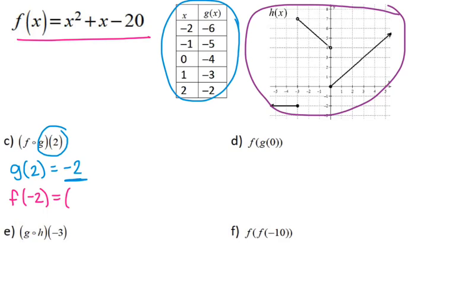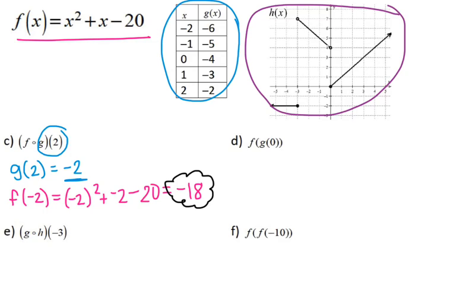So now I'm going to take negative 2 and plug it into my x function, or my f function. So I have negative 2 squared plus negative 2 minus 20. And let's go ahead and evaluate that. Negative 2 squared plus negative 2 minus 20 is negative 18. And then that is your final answer. So the number that you get in the very end after taking the outputs and putting them into your new function, that's your final answer.